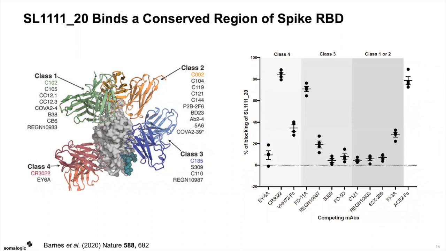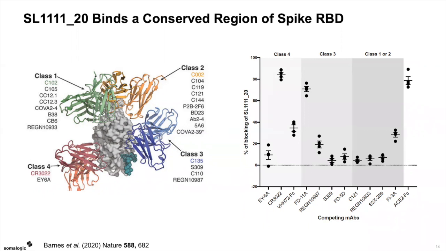So the class 1 and 2 antibodies that are shown up here, their binding epitope overlaps that of the ACE2 receptor. And these are the most potent antibodies, but they're also completely ineffective against all of the variants. And down here, away from the ACE2 binding site, are the class 3 and 4 antibodies. These aren't as potent, but they are effective against the variants.